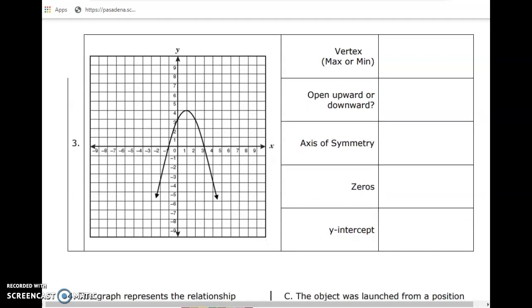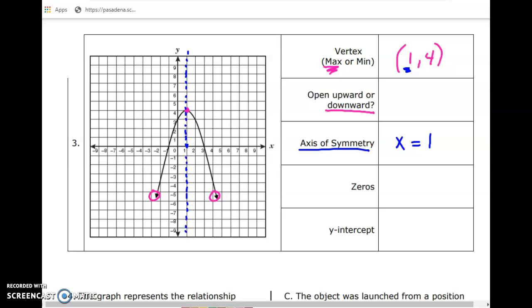Here we go. Which way does this open? It is opening downward. Look at the arrows. It's going to continue going downward. That means it has a maximum vertex. And that point is at 1, 4. Okay? And the axis of symmetry, you always look at the first number in the vertex, so that would be x equals 1, because look, it goes through 1 right here when I cut it in half.